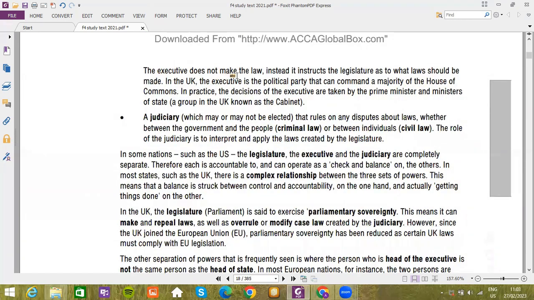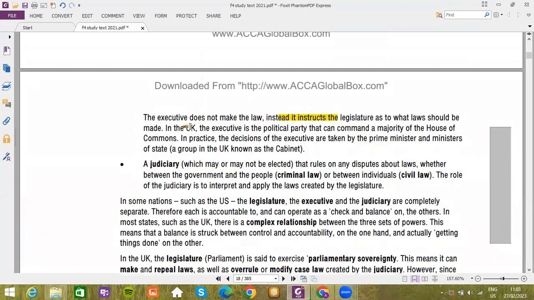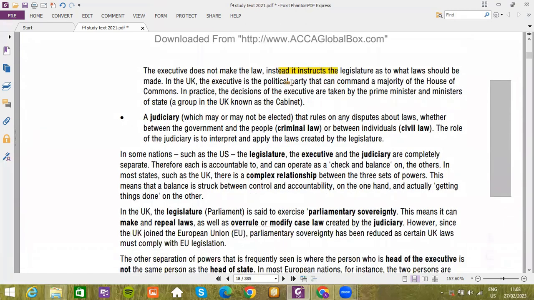The executive does not make the law. Instead, it instructs. Just focus on these words, guys. The executive does not make the law. It instructs the legislature as to what laws should be made. It just instructs and gives suggestions, but it doesn't make them.